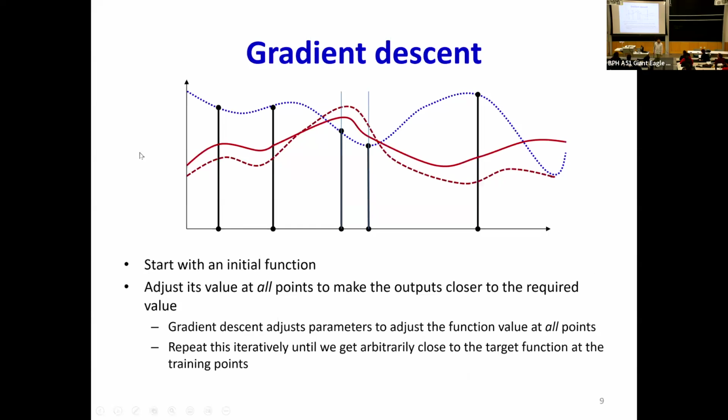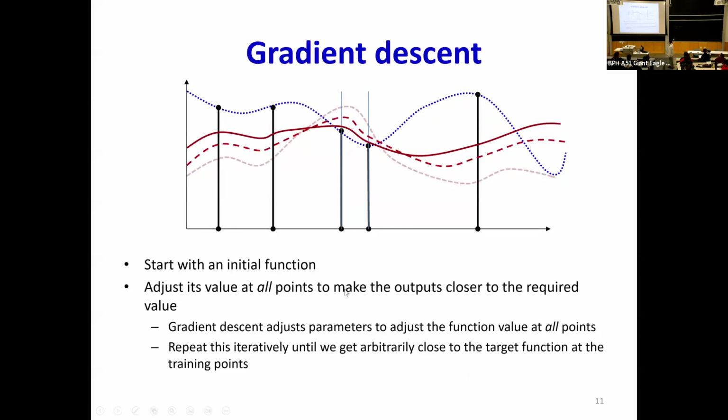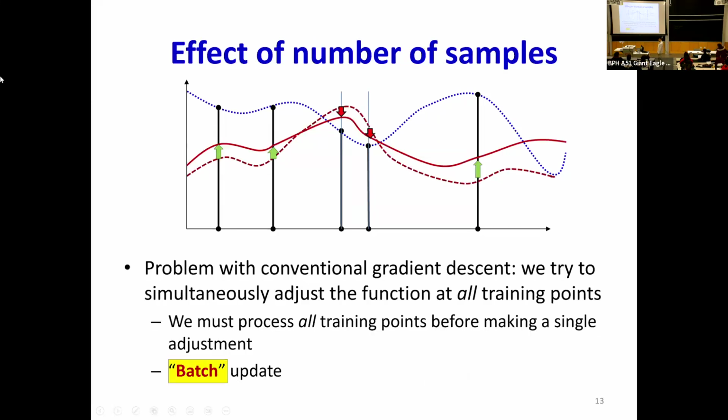That would give you a new function. And then once again, the new function is not going to be it. So again, you would find out which way to push the function at each of the training points. Adjust those, so it has to go up at the green lines and down at the red lines. That gives you the new estimate. You repeat the process till it converges. This is what you're supposed to be doing. This is what we will call the batch update.